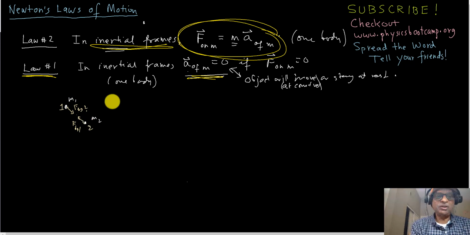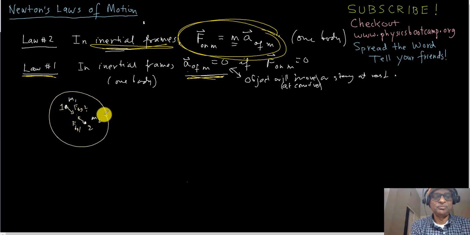Now if I look at that as one system, then what will happen? That's the question I'm going to ask. So let's write down the law for this and the law for that and see what we come up with. Suppose we're looking in an inertial frame.